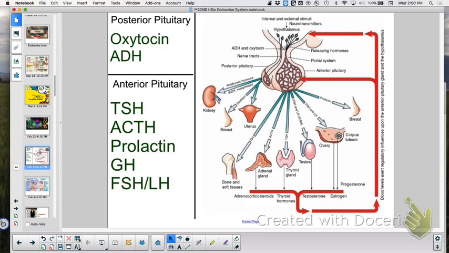FSH and LH are gonadotropic hormones. They affect your gonads. Your gonads are your ovaries and your testes. FSH makes you make sperm. And in females, what do you think it makes you make? Eggs. That would be the counterpart. Good. All right.